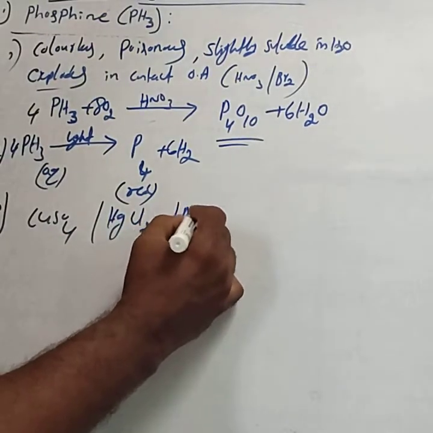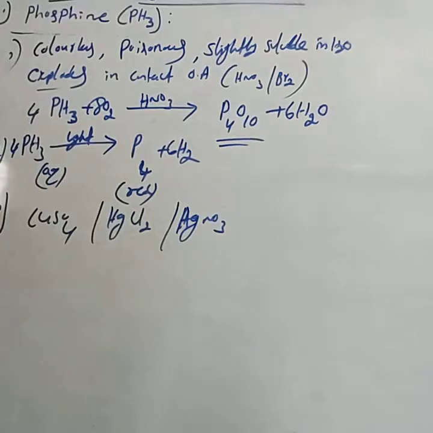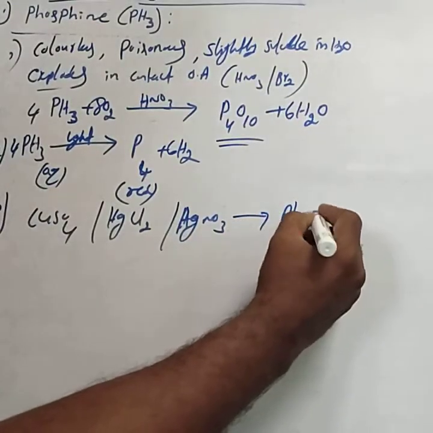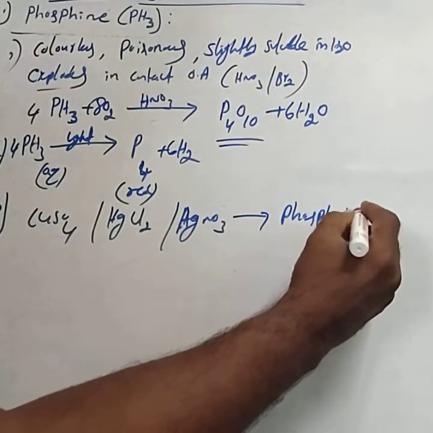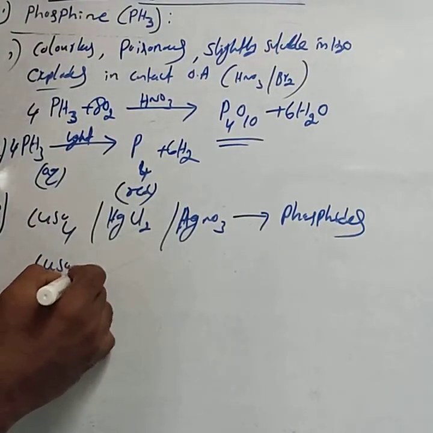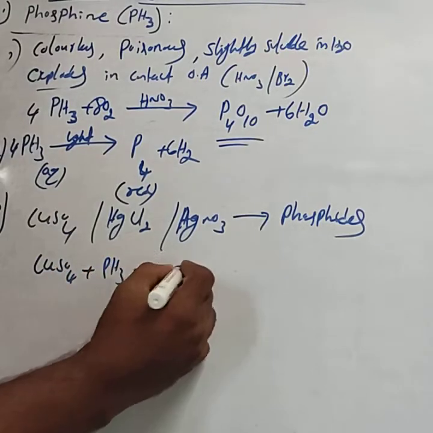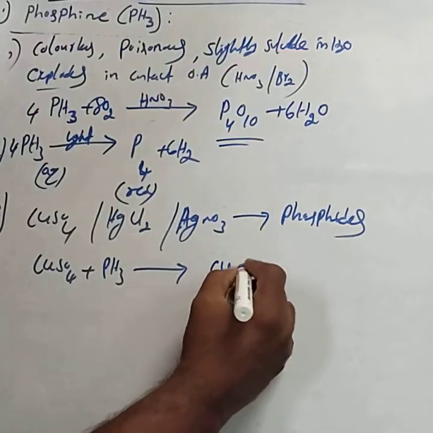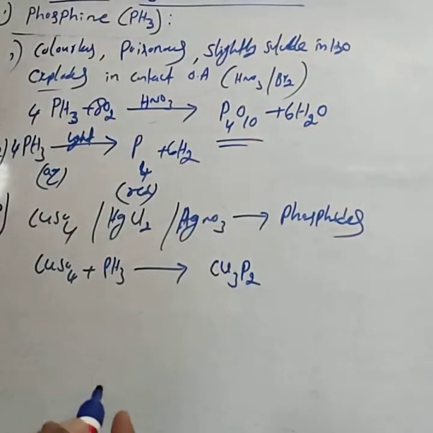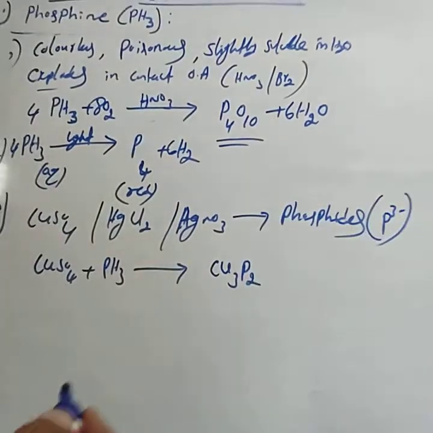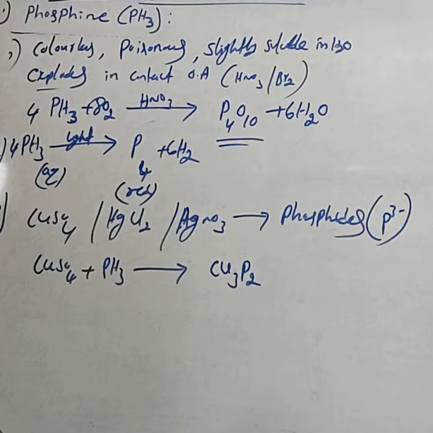Phosphine is absorbed by copper sulfate, mercury chloride HgCl2 or silver nitrate to form the corresponding phosphides. For example, CuSO4 reacts with phosphine to form cupric phosphide, Cu3P2. Phosphide means the P3 minus ion, called the phosphide ion.